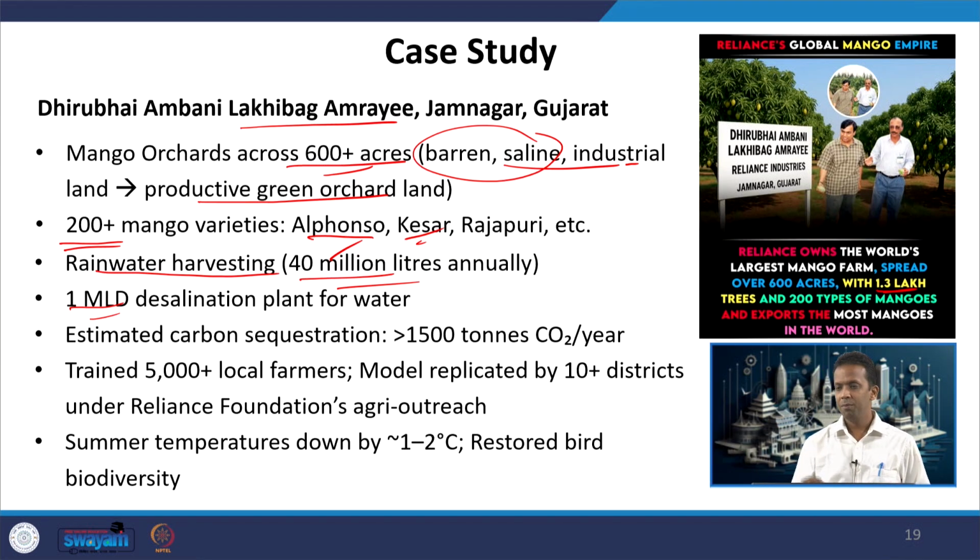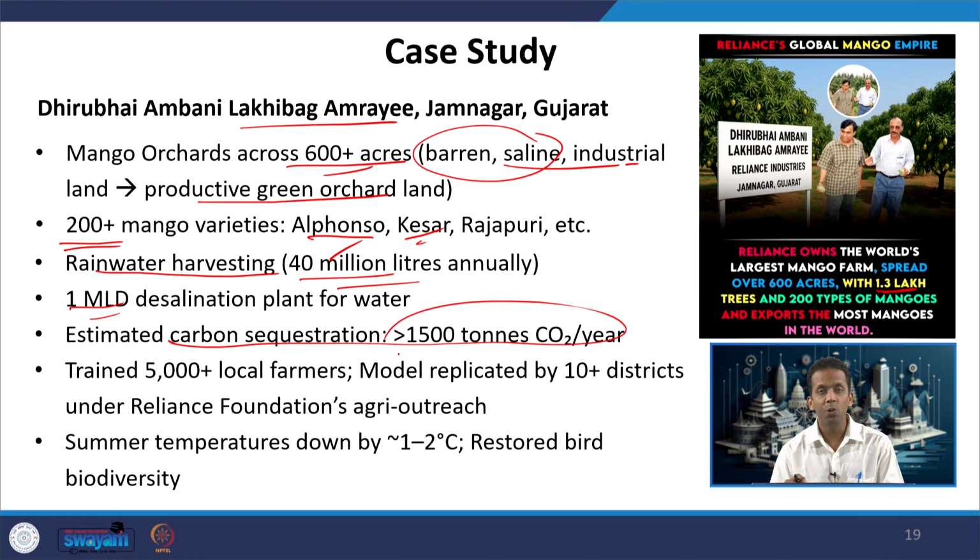And with this, because they planted trees, the estimated carbon sequestration was greater than 1500 tons of CO2 per year. That is the estimated carbon sequestration, this contribution towards the environment. And on the social aspect, they trained 5000 plus local farmers and replicated this model in almost 10 to 12 districts of Gujarat under Reliance Foundation's Agri Outreach program.